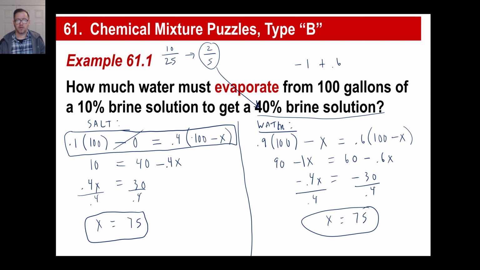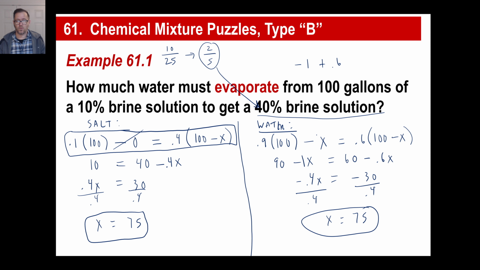Boom, there you go. The water way, you look at it and you go, well, I know this thing has 90% water in it. I'll just put 0.9 times 100 gallons, okay? I'm subtracting some amount because, yeah, this represents the water. It's evaporating, all right. Oh, yeah, that's going away. That's gone.